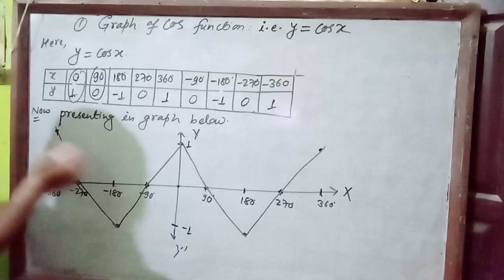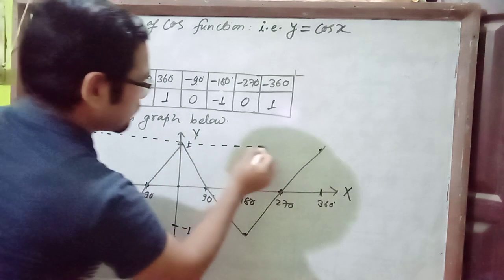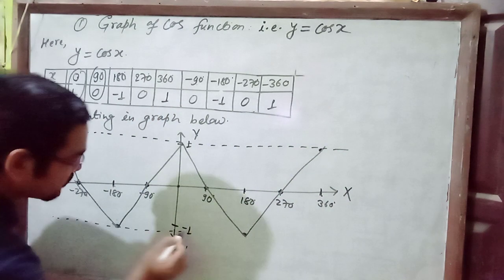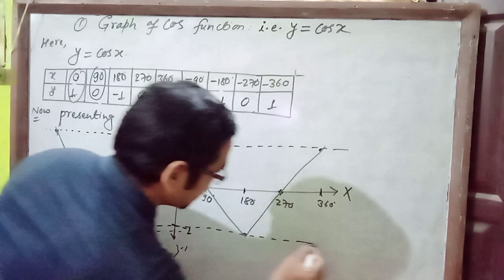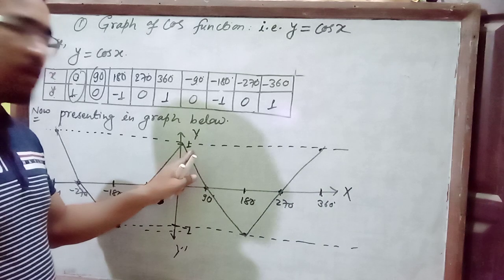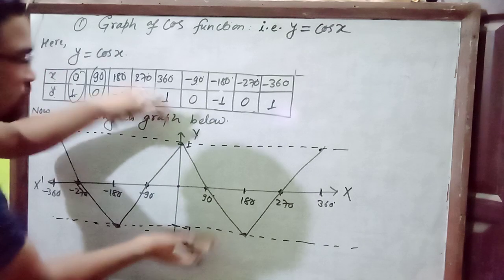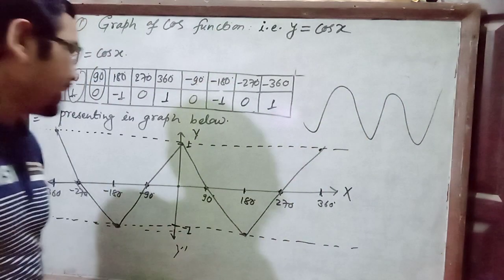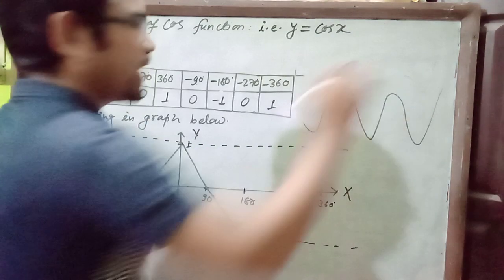So here, in this cos function also, the graph of the cos function looks like this. The graph of the cos function does not go above 1 and does not go below -1. It stays between +1 and -1, and it continues like this. So this is called the graph of the cos function. It can be extended much more.